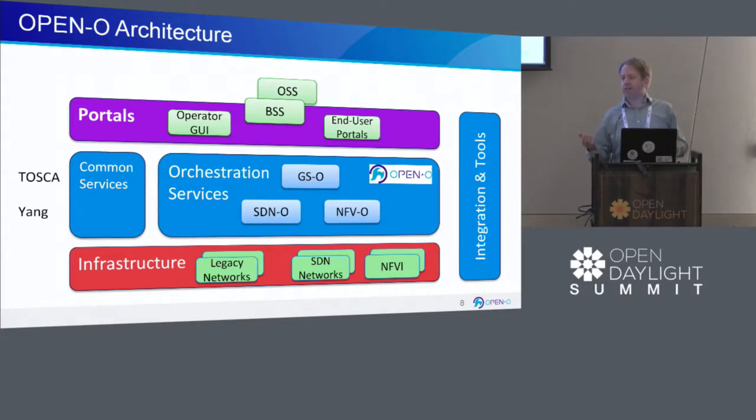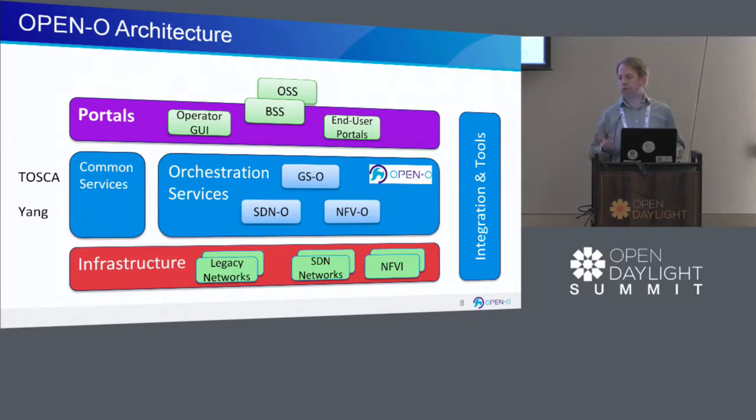Thank you, Mark. I'd like to introduce the Open-O architecture. Mark told you about our value proposition, how we're trying to be service-oriented and support legacy equipment and connectivity services, as well as new and emerging SDN and NFV applications. In order to do that, we have a multi-tier architecture. We start our orchestration services with GSO, Global Service Orchestrator. This provides end-to-end services view and connects up with OSS and BSS systems, as well as operator GUIs and end-user portals. From that, it decomposes the service and hands it off to either SDN-O for connectivity services or NFVO for application services.